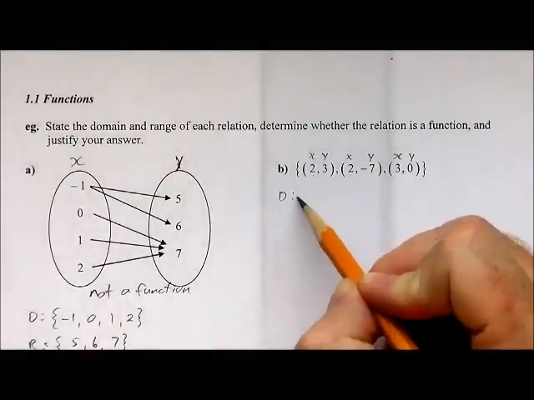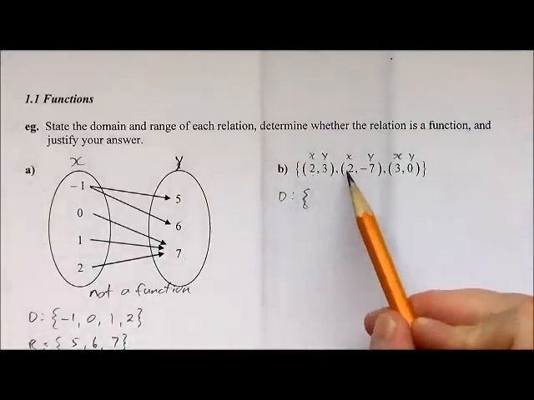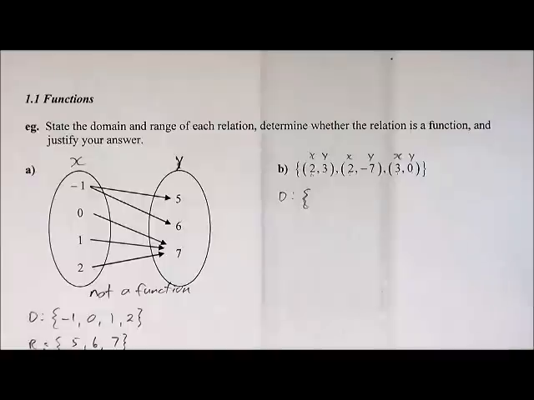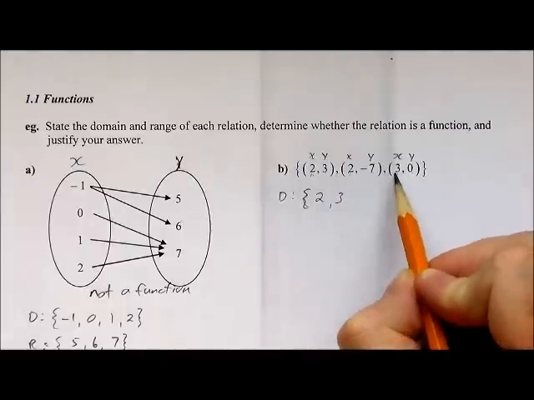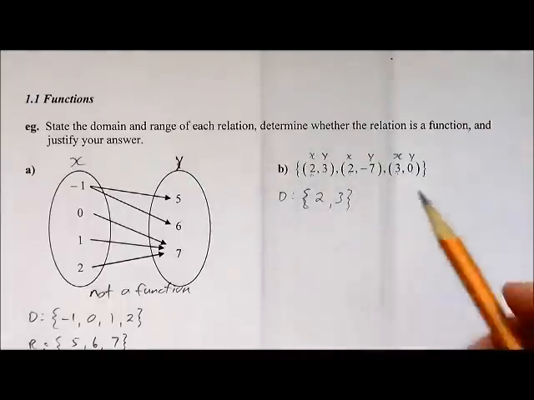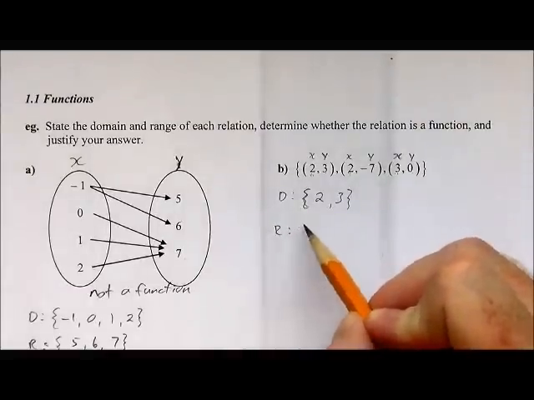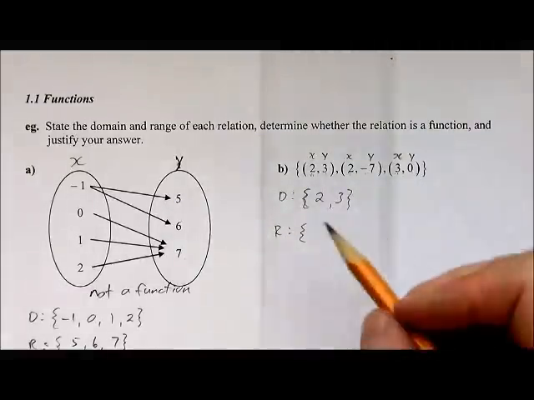So the domain here would be 2 and 3. So now we've got 2 written twice, but we don't have to write that twice. You just write it once, and we see a value of 3 there for the second value of the domain. And for the range, we see that we've got 3, -7, and 0.